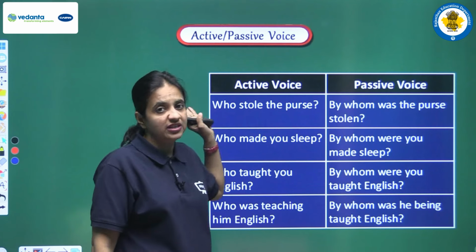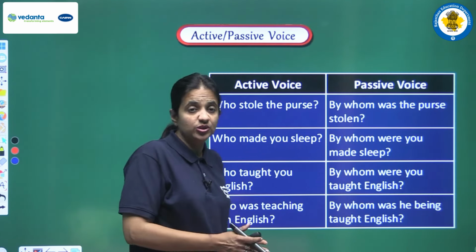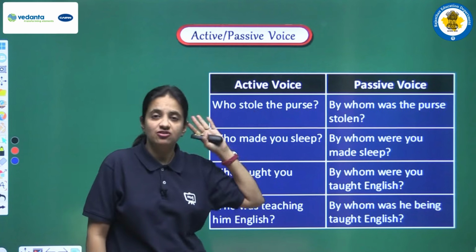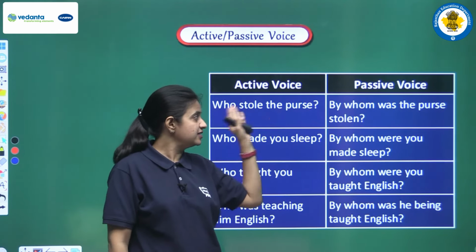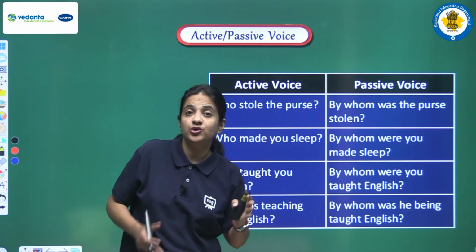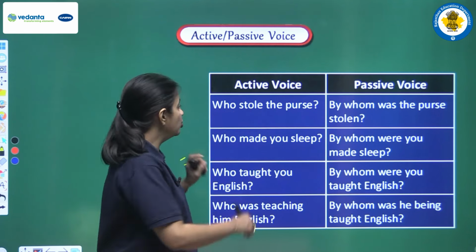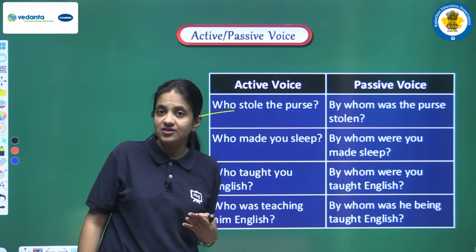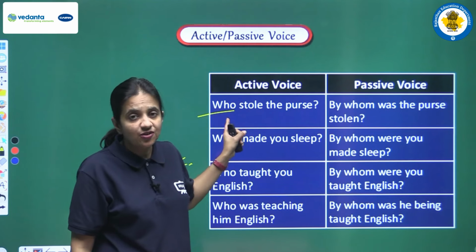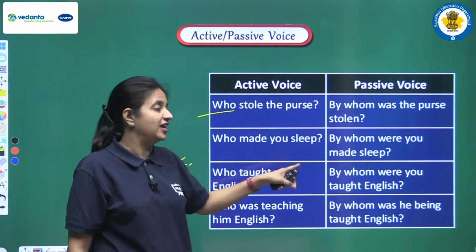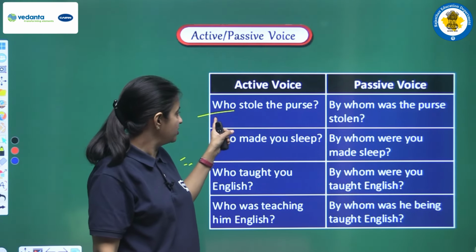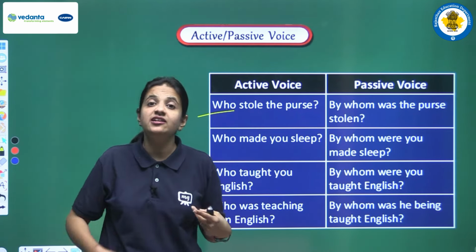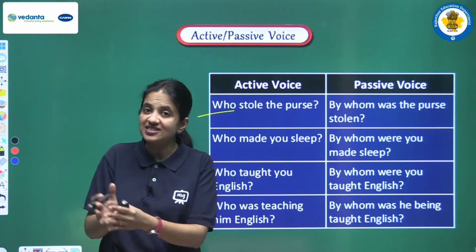So let's see some examples of how we actually have to do this. The first example is: Who stole the purse? So students, read this sentence carefully, and you will notice that when we have "who", obviously in the sentence there is no subject. Why is there no subject? Because the answer to this question is the subject. Now read one more time. The sentence is "Who stole the purse", and now suppose I say that Ramesh stole the purse, so Ramesh is the subject.